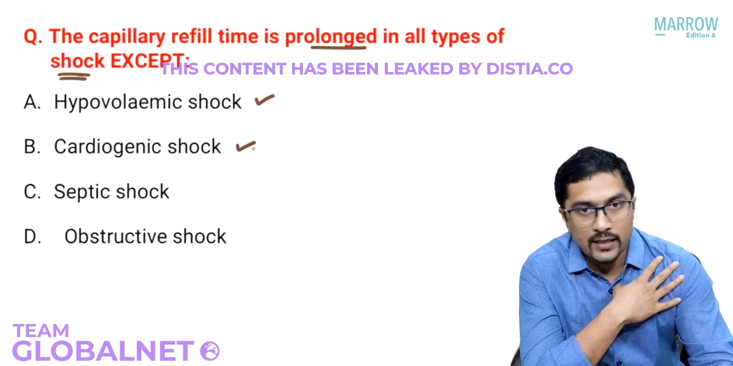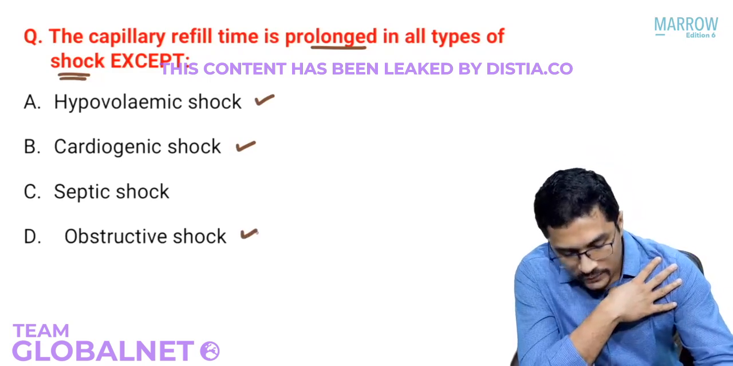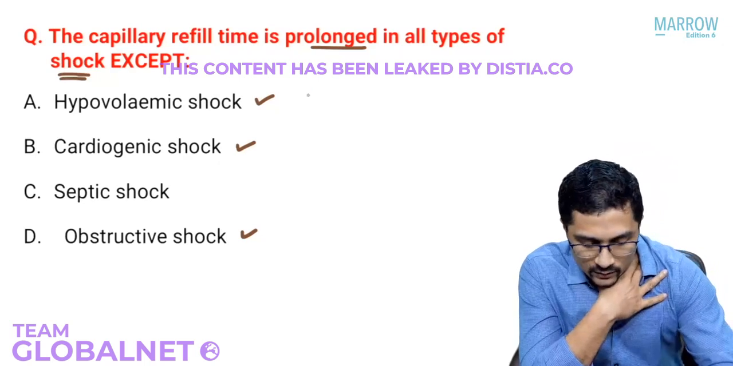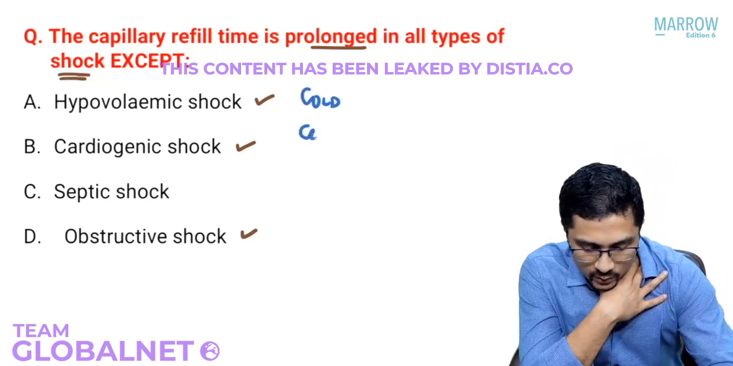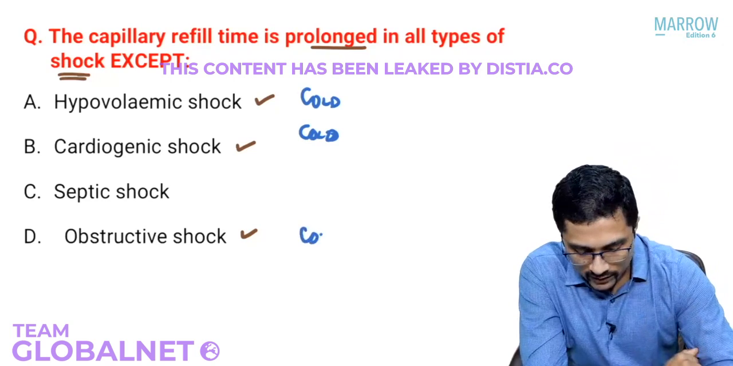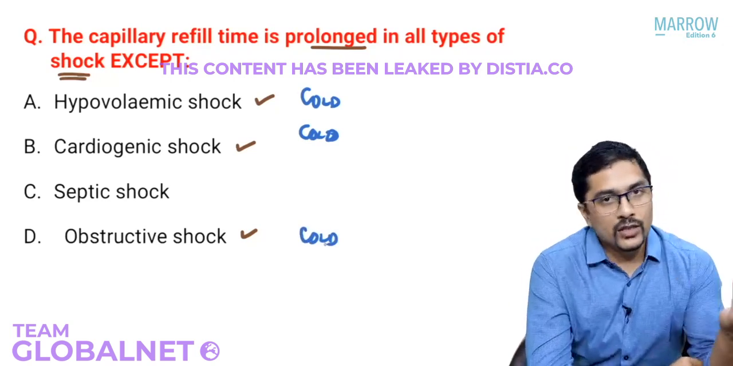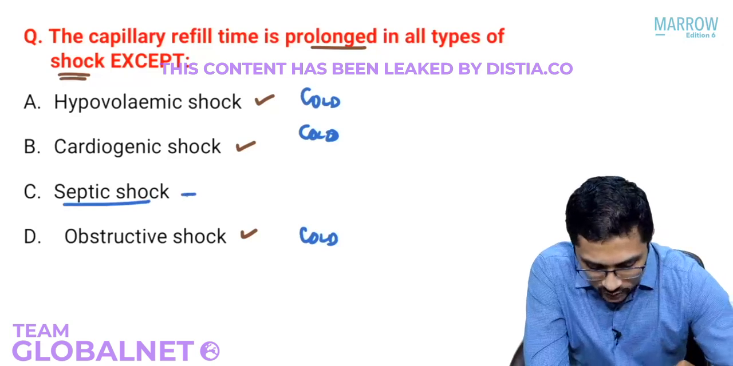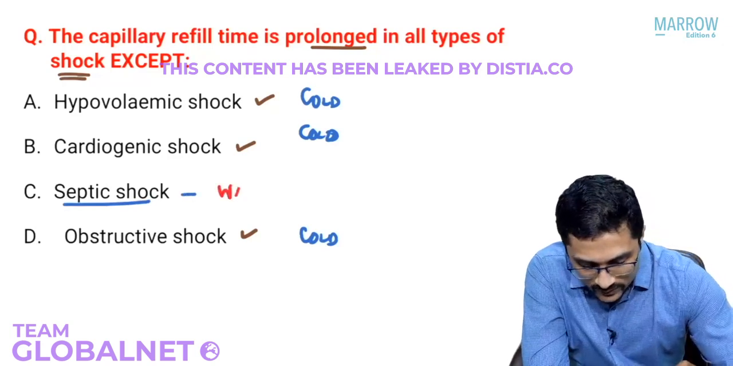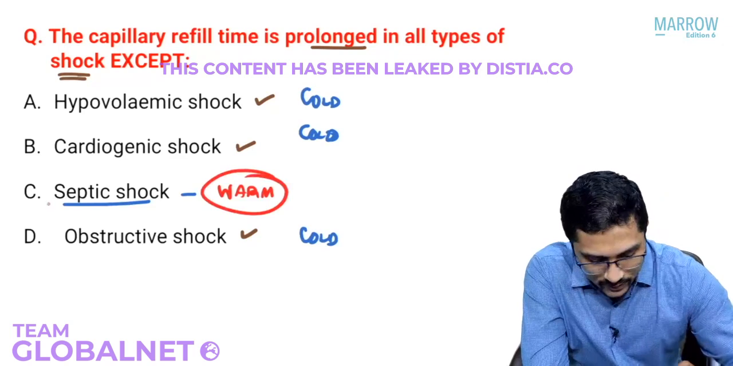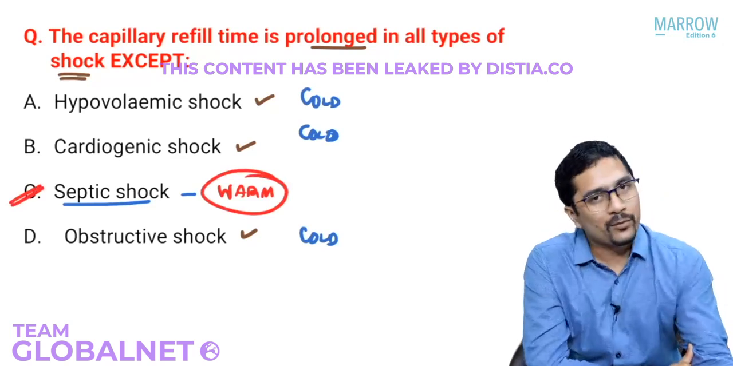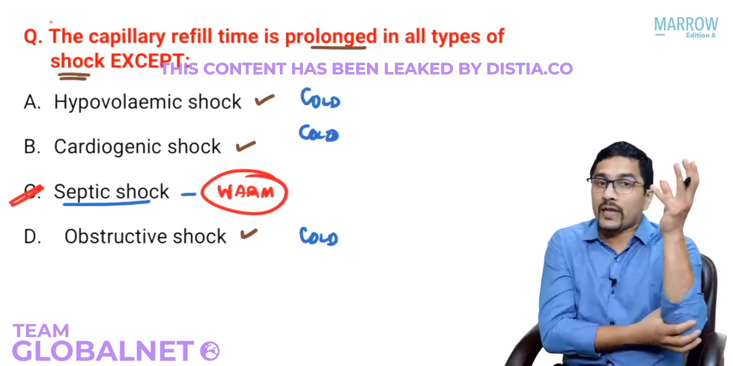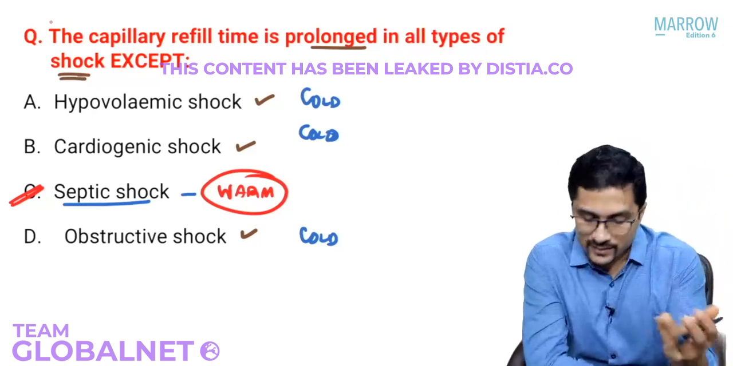It is going to happen in cardiogenic shock. Obstructive shock, you know, is a type of cardiogenic shock only. So here you will have cold extremities, so the capillary refill time will be prolonged. Septic shock, you know, you have warm extremities. So here the capillary refill time will not be prolonged. Okay, this is another practical application of that table which we have discussed.